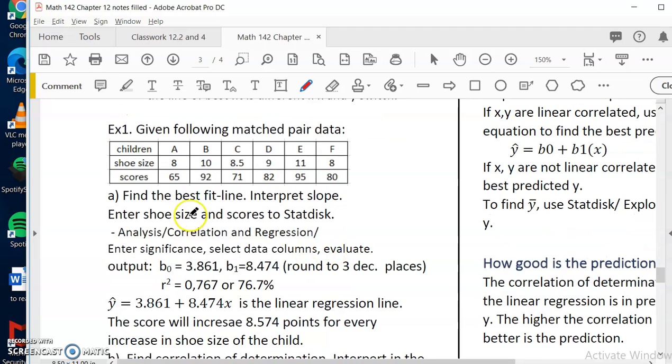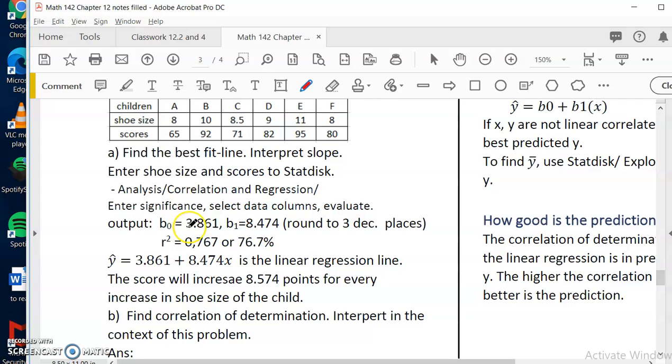Okay, so let's look at an example. We have the shoe size and score. That's what we did. So we write down B0 is 3.861, B1 is 8.474, R square is 0.767, or changed into percent, 76%. So how do we interpret this whole thing? We would say y hat equals 3.861 plus 8.474x is the linear regression line that relates child's shoe size and score. And this is the slope.